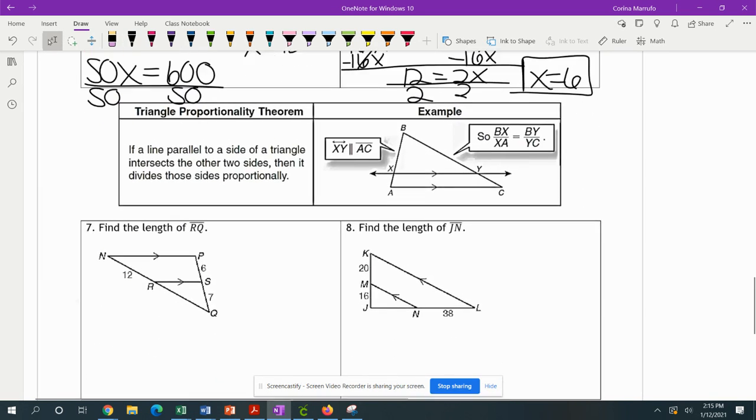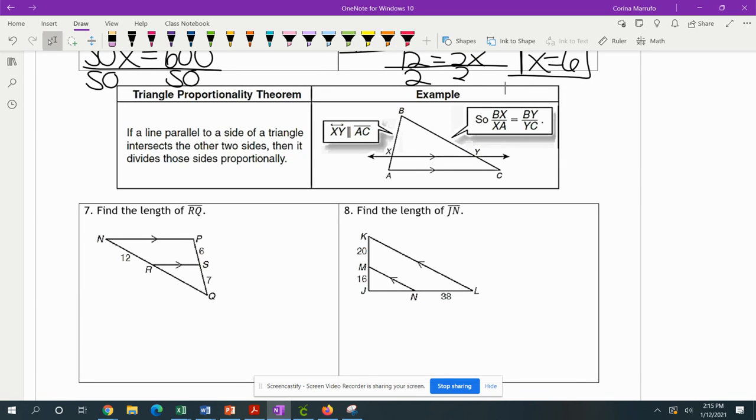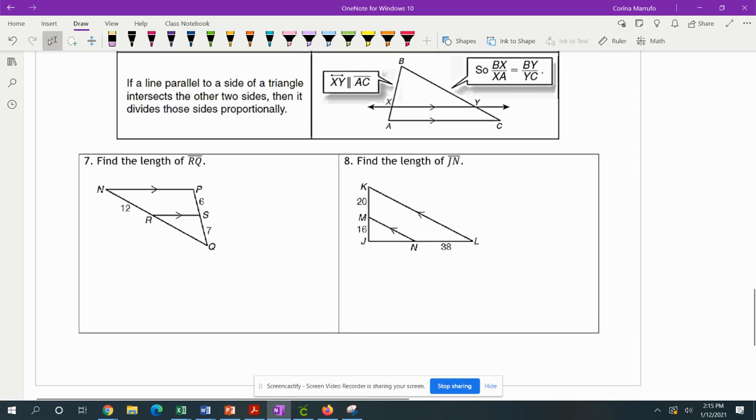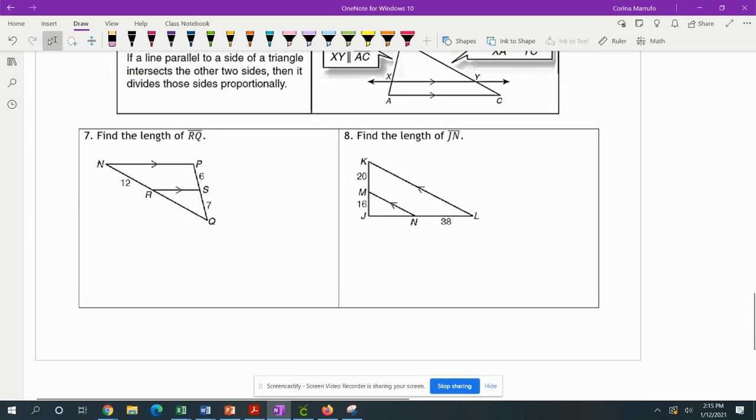All right, the next one, triangle proportionality theorem. So if a line is parallel to the side of a triangle, intersects the other two sides, it divides those sides proportionally. Okay, so it kind of makes a little bit more sense when we actually try the problem. So if we see that this is cutting the two sides into two parts right here at R and S, and it's parallel to one of the sides, then that means that this is proportion.